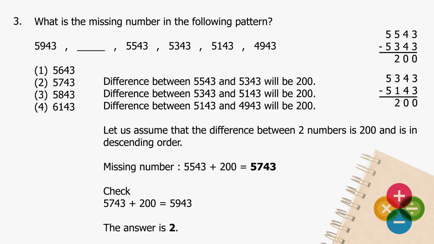The missing number will be, add 5,543 to 200, and the sum is 5,743. Let us do a cross-check on the answer. Add 5,743 to 200, and the sum is 5,943. The answer is 2.